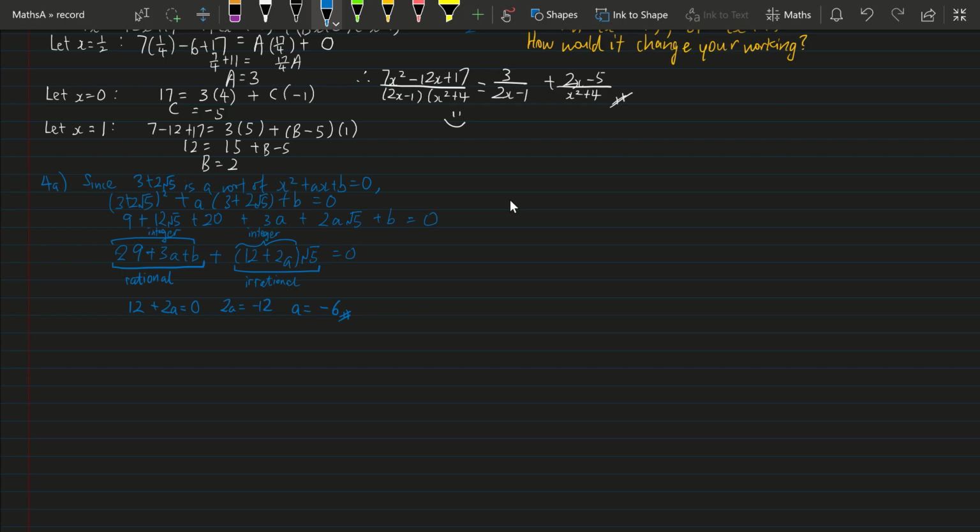And also, applying the same logic, 29 plus 3a plus b must also be equal to 0. So 29 minus 18 plus b equals 0. b is 9, is that correct? Let me see. No, 11, negative 11, yes.